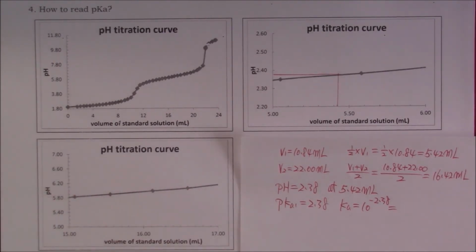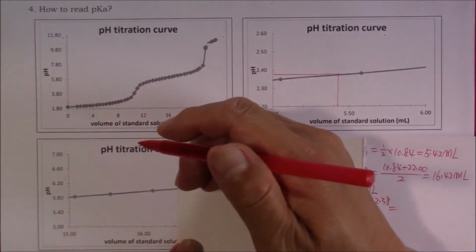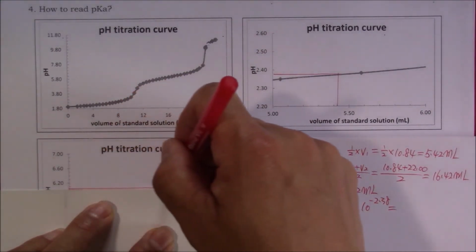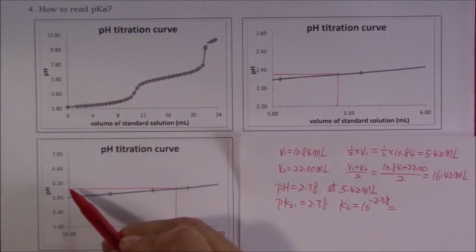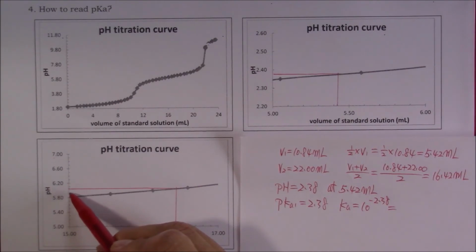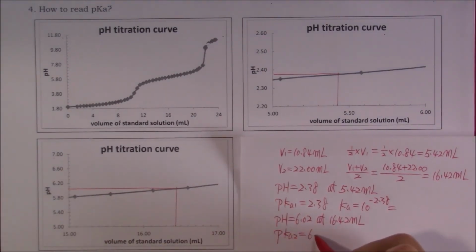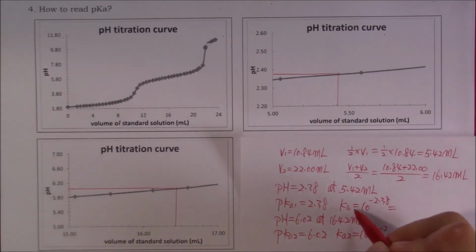The method is very similar. We find the volume 16.42: 16.1, 16.2, 16.3, 16.4, 16.42. Then we draw a vertical line. Then we draw a horizontal line. Make sure it is horizontal. Then we read out the number here: 5.8, 5.9, 6.0, I would say maybe 6.02. Again, you need a calculator to get the number as your final answer. This is pKa2.